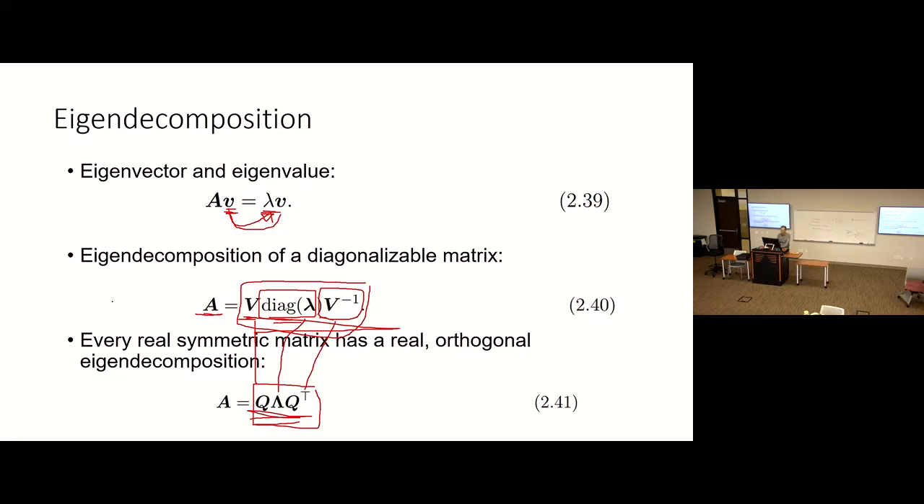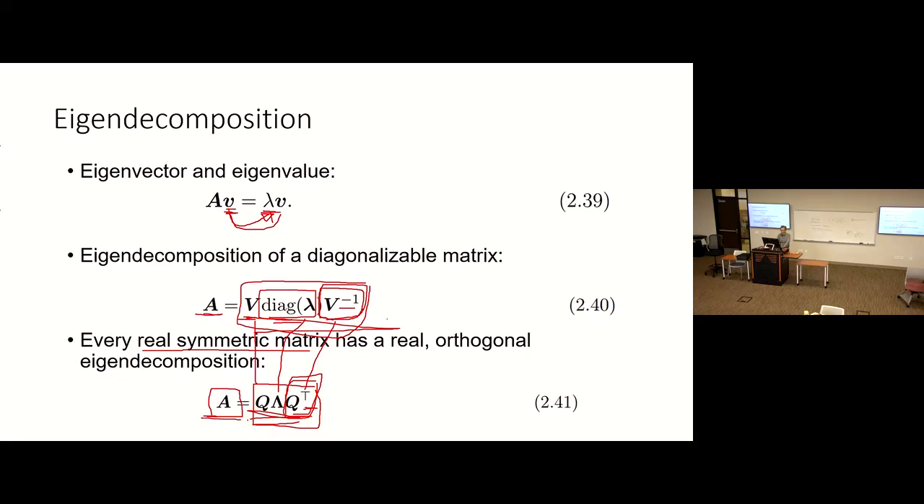So this emphasizes that everything inside A is real numbers. In real applications, we always have a lot of real number symmetric matrices. If that's the case, then the inverse and the transpose are the same, so you can replace the inverse with the transposition. Inverse is much harder to compute, but the transposition of a matrix you don't need to compute anything.